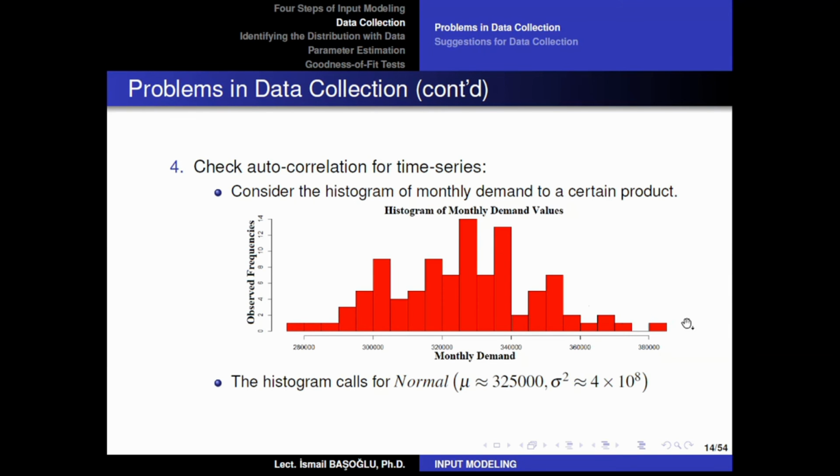And when you check the histogram, it looks like a normal distribution, right? So it looks like this bell shape. There is a peak in the middle, and the distribution seems to be approximately symmetric. Not exactly, but approximately symmetric. So we cannot come up with strict conclusions, but the histogram is calling for a normal distribution with location parameter 325,000, which is the mean value, and the variance of the values observed in this histogram is close to 4 times 10 to the power 8. So the histogram calls for a normal distribution.